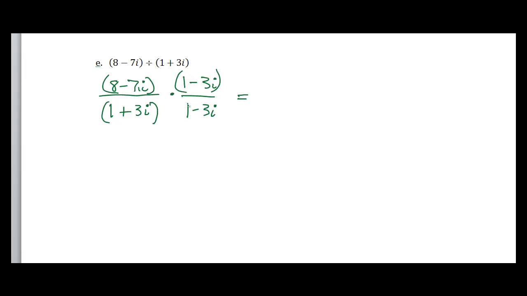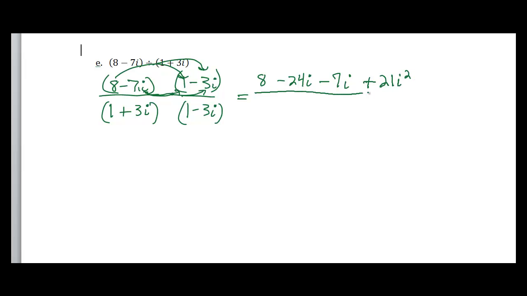Okay, well, this sets us up for a FOIL on our numerator. Denominator, we're multiplying conjugates. All right, 8 times 1 is 8. 8 times negative 3i is negative 24i. Negative 7i times 1 is minus 7i. And negative 7i times a negative 3i is a positive 21i squared. Our denominator, we square the first term minus squaring our second term. Notice here, this i squared is negative 1, so I'm going to keep that in mind as I simplify.